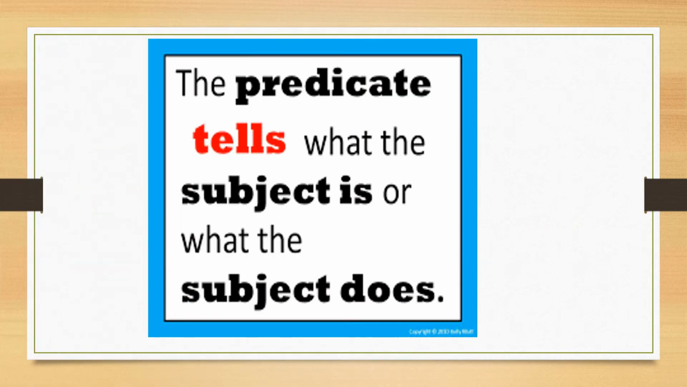Let us move on to the second part of the sentence. It is the predicate. The predicate tells what the subject is or what the subject does. It receives the action of the subject. It always contains a verb and it tries to give us more information about the subject.